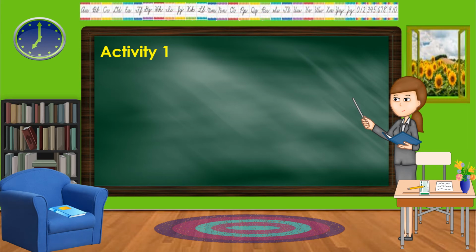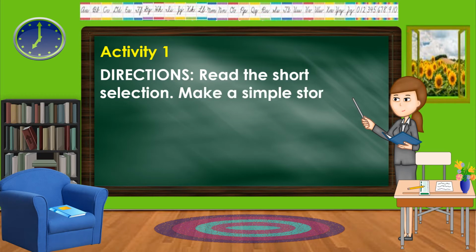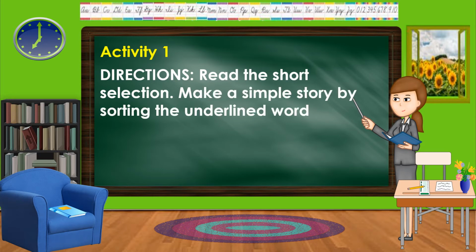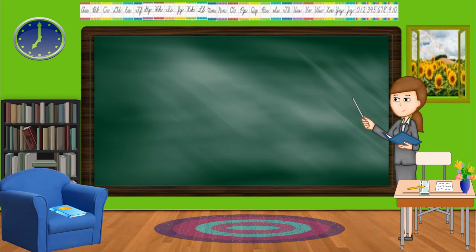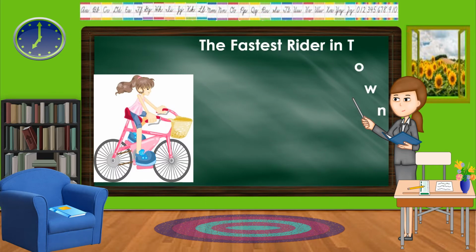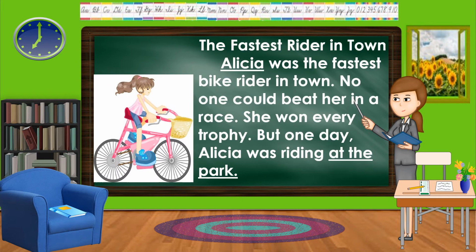Now let's have an activity. Directions: Read a short selection. Make a simple story by sorting the underlined words or phrases into the correct column of the chart. The Fastest Rider in Town. Alicia was the fastest bike rider in town. No one could beat her in a race. She won every trophy. But one day, Alicia was riding at the park.